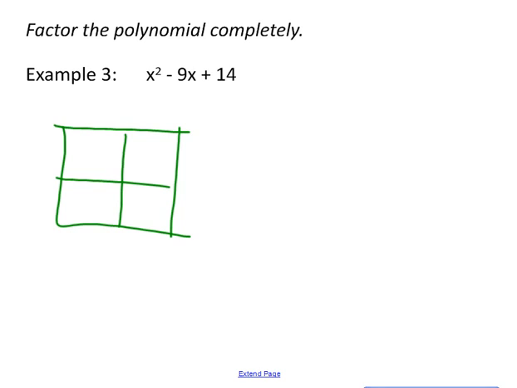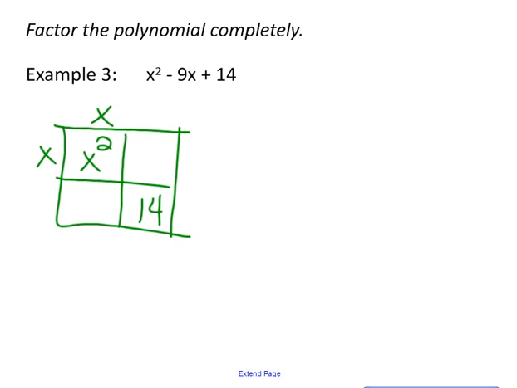I'm going to show you with the box method. Remember, in the upper left-hand corner you put the x squared, in the lower right-hand corner you put the constant, which in this case is a positive 14. Now we're going to check to see what goes on the outside. If you look here, x squared, the only way to get x squared is x times x.